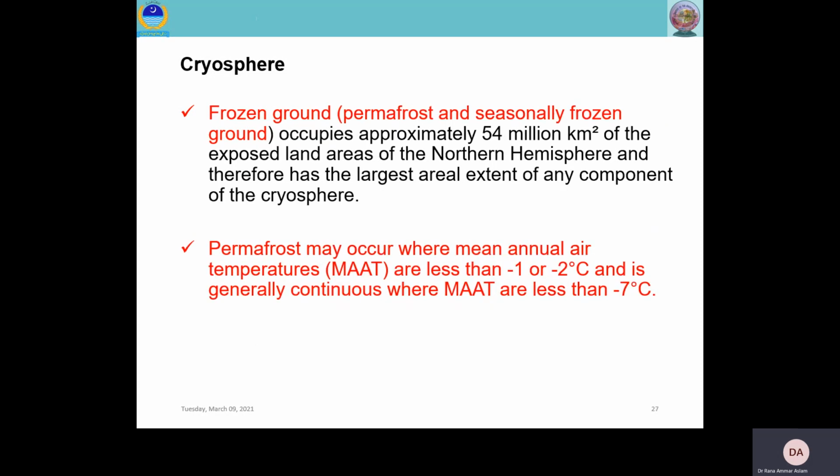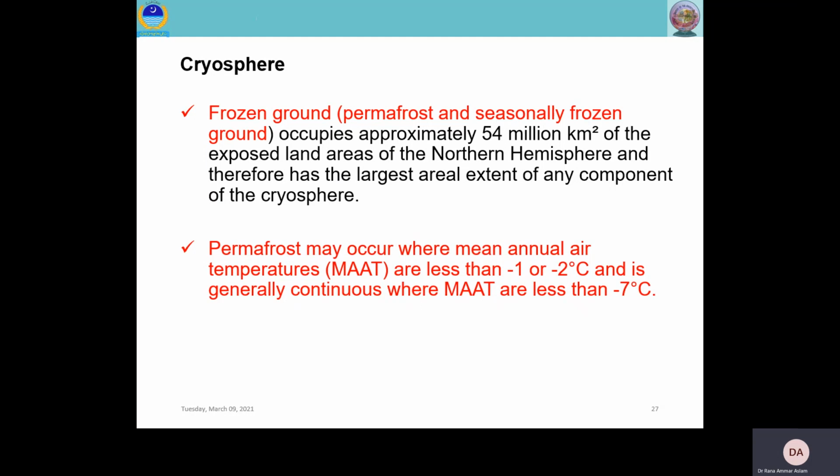So the next component of cryosphere is the frozen ground. This is also one of the largest components of cryosphere. Frozen ground means permafrost. So actually, when water penetrates or percolates or infiltrates into the soil, in an area where temperature is very low, say between -1 to -7 degrees Celsius average annual temperature, that water starts freezing in the soil. So that soil plus frozen water is known as permafrost.